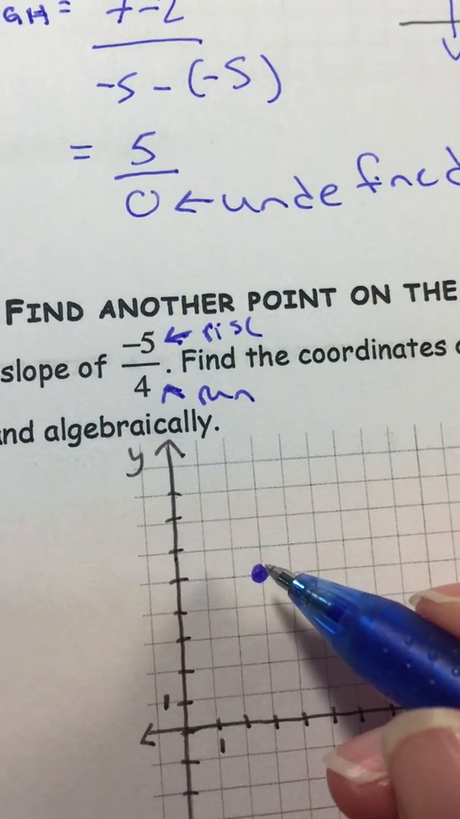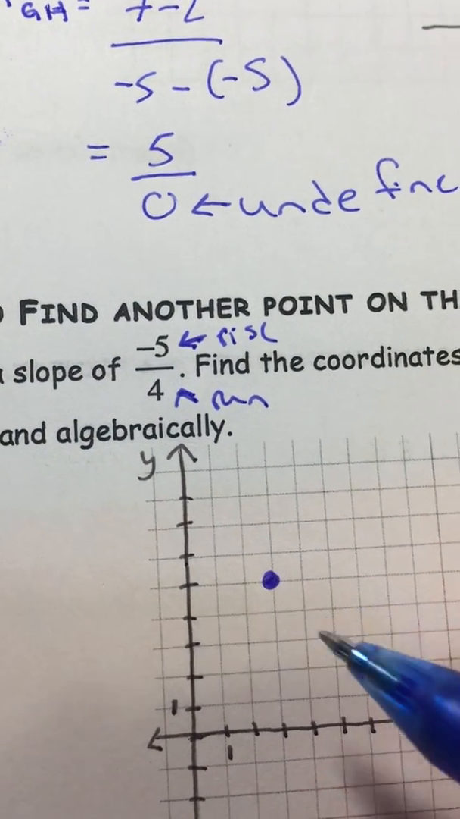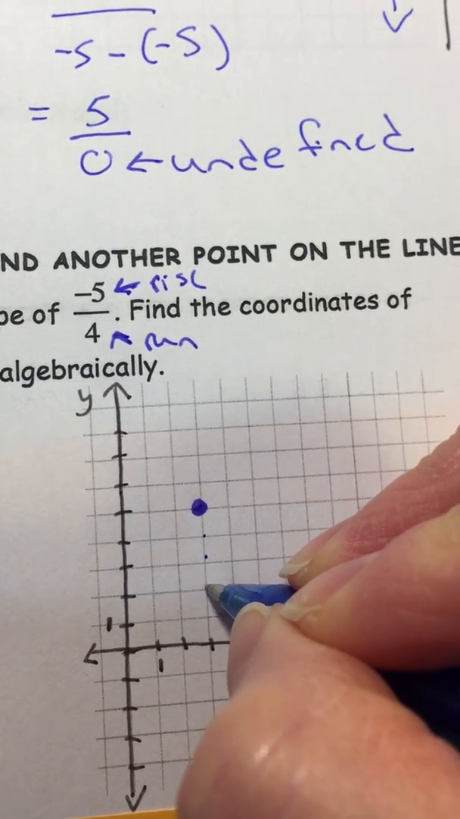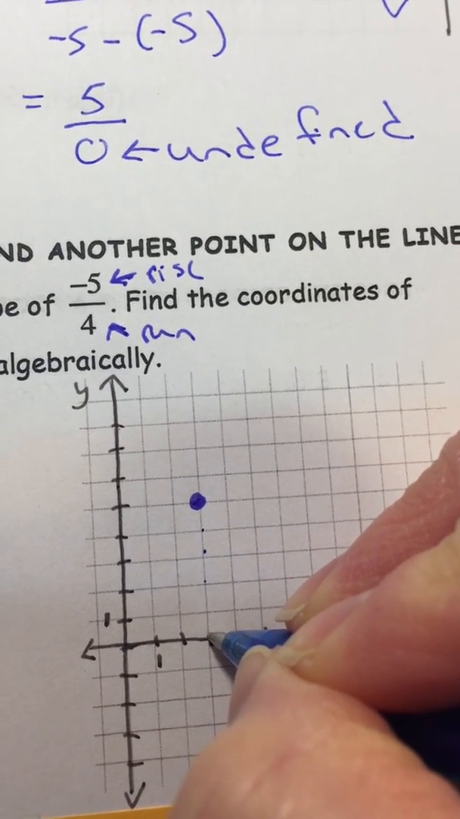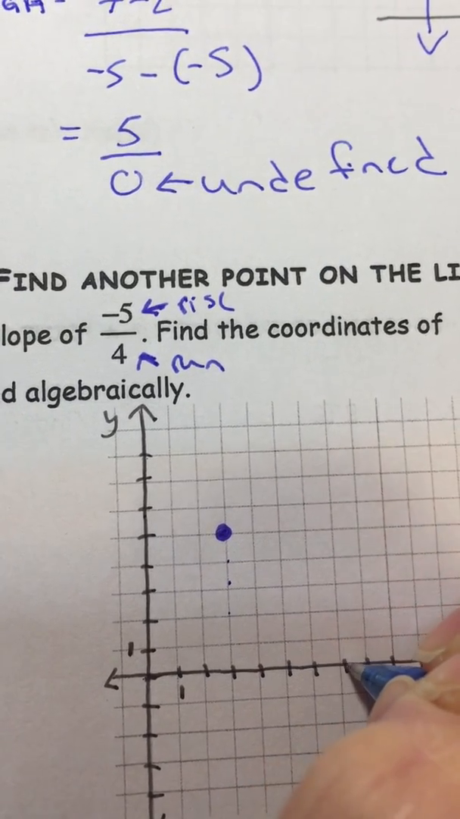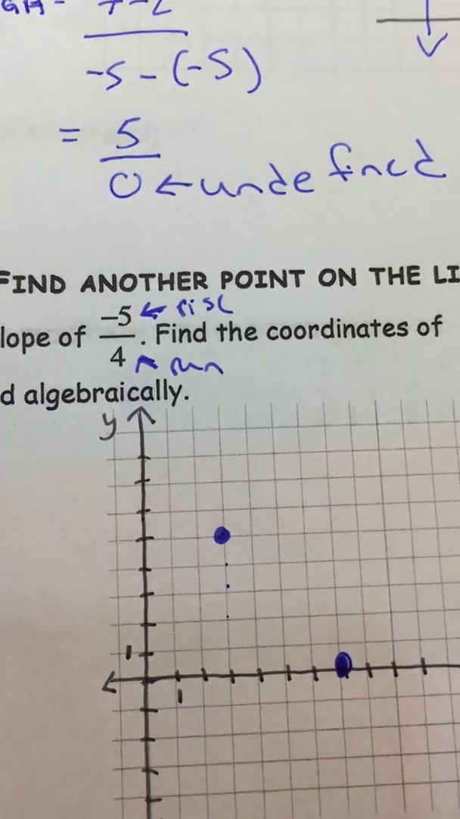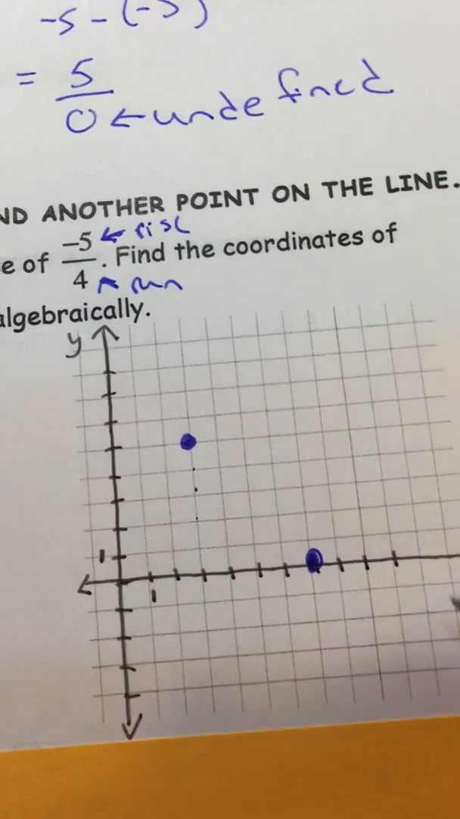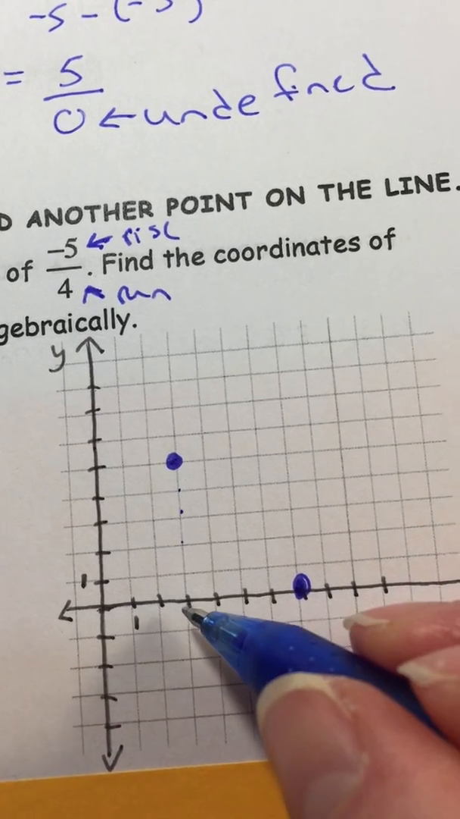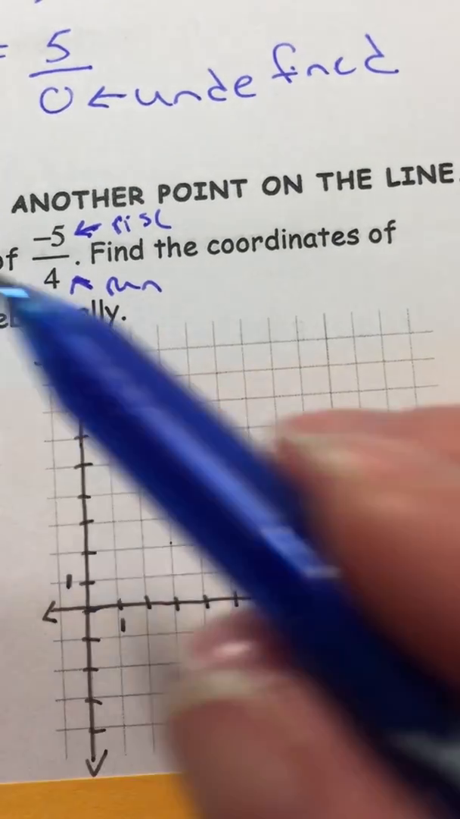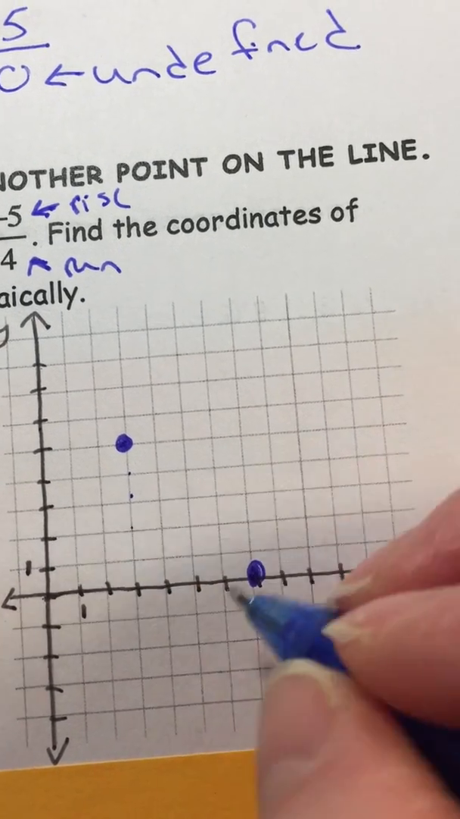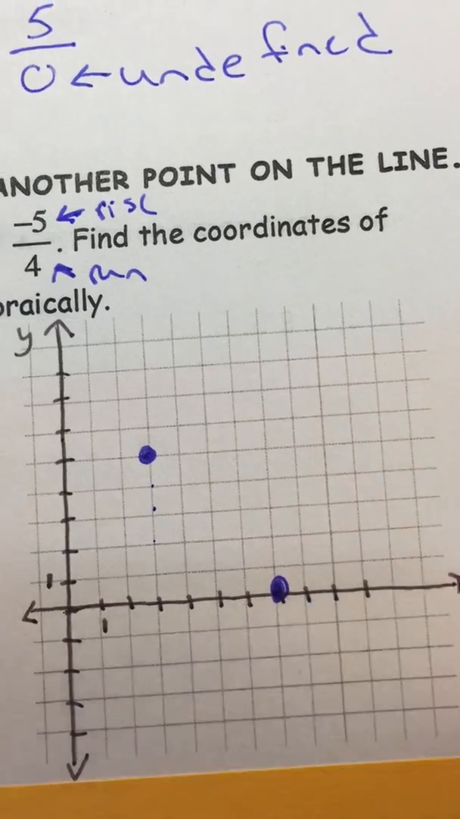So from this point that I know, I could simply rise -5, which means go down 5. 1, 2, 3, 4, 5. And I could run 4. 1, 2, 3, 4. And I would end up at this coordinate point, which is, I think it's 5, 0. Oh no, can't be 5, 0. Oh, I started at 3 over, right? 7. 1, 2, 3, 4, 5, 6, 7.